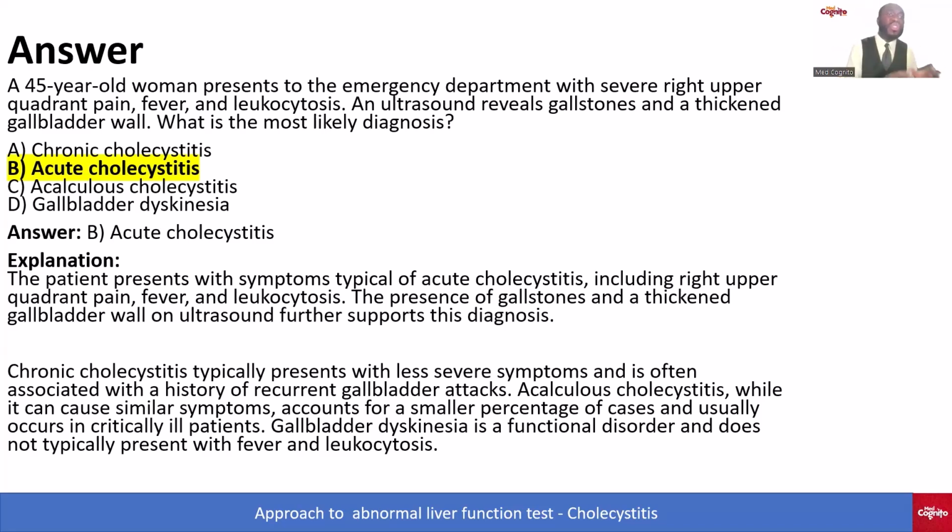So why did we choose acute cholecystitis and not acalculous cholecystitis or gallbladder dyskinesia? Look, acalculous cholecystitis was ruled out because the question stated that the patient has gallstones. Gallbladder dyskinesia was ruled out because the question stated that the patient has leukocytosis and fever. Gallbladder dyskinesia does not present with fever and leukocytosis. So, doctors, this is the first trick we are using.